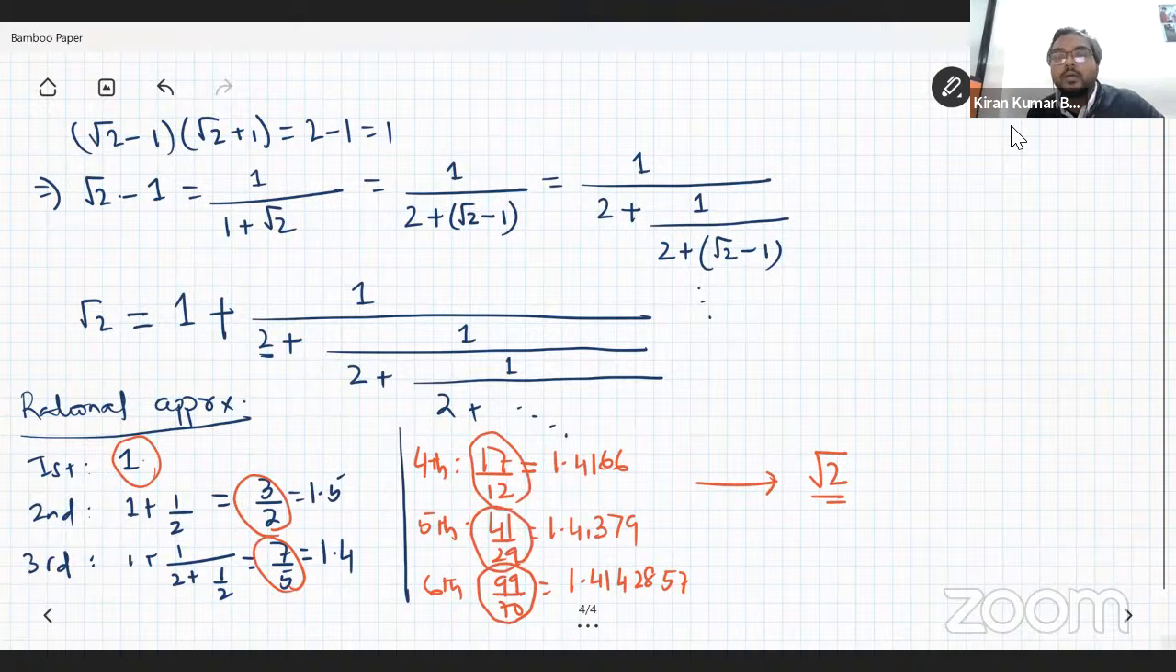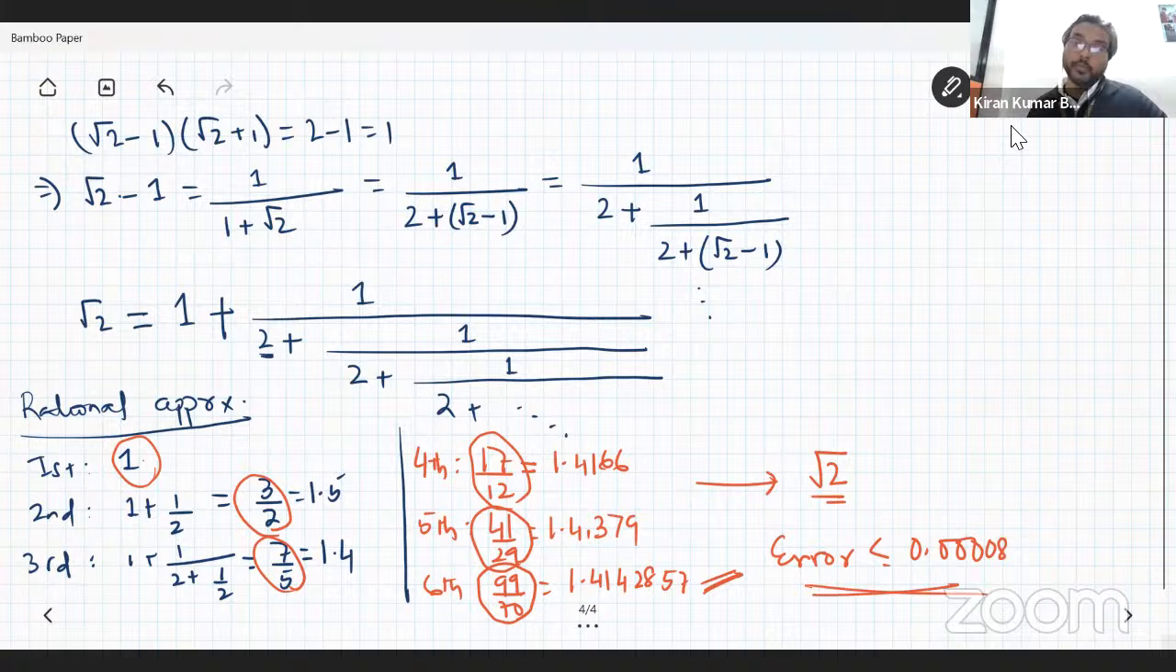And computations show that already at this level, the 6th level, the error from the actual value of √2 is less than or equal to 0.000408. So they not only provide a rational approximation to irrational numbers, their convergence is also quite fast. So this is what really got people interested in continued fractions.